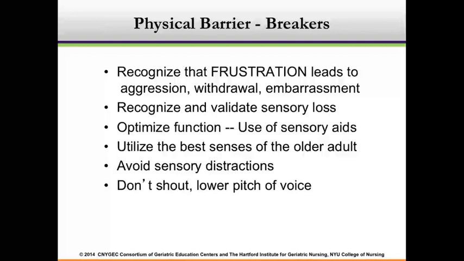And one of the most important things you can do is avoid sensory distractions. Turn off the radios, the intercoms, close the door. Make sure that they can focus just on you without a lot of distractions.